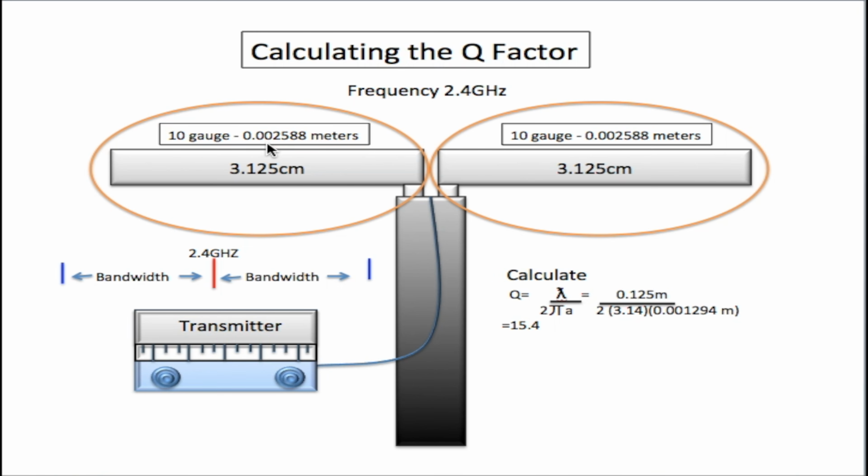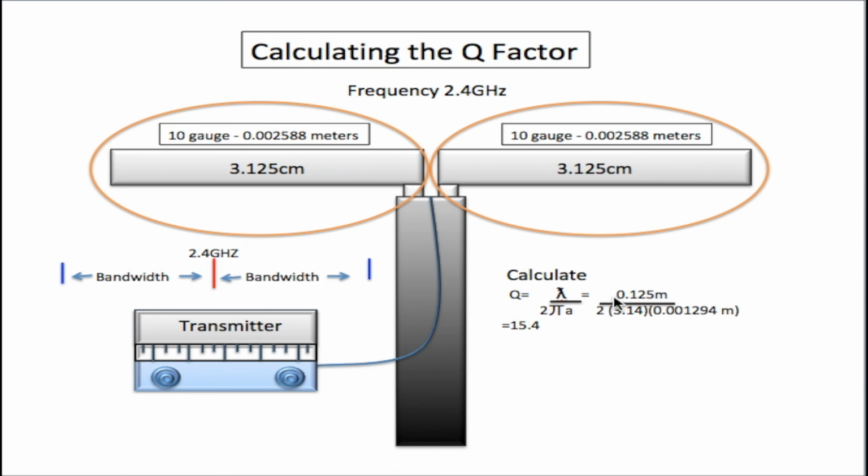So you just divide this number here, 0.002588 meters, by 2, and you get the A. Okay? A is called the radius. It is half of the diameter of the conductor here. Okay? And the wavelength is 0.125 meters.